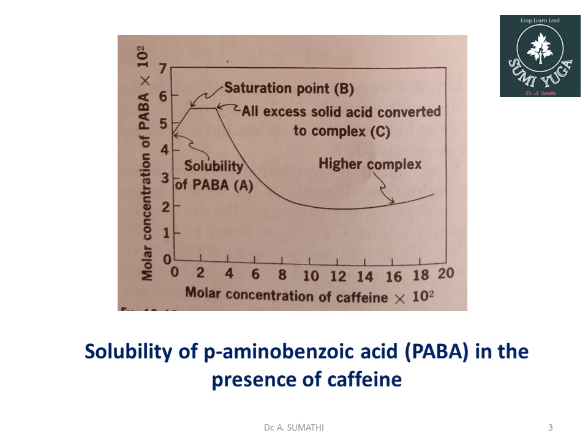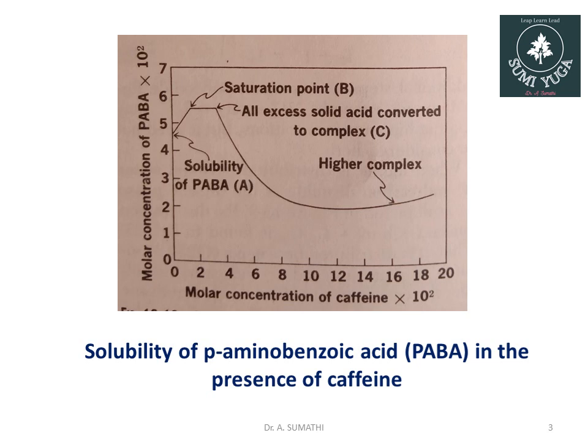Initially we can see the x-axis and y-axis. On the x-axis we take the molar concentration of caffeine, and on the y-axis we plot the molar concentration of PABA, para-aminobenzoic acid. While treating these two together, we get three different curve regions. In the picture you can see A, B, C. So three different curves are obtained.